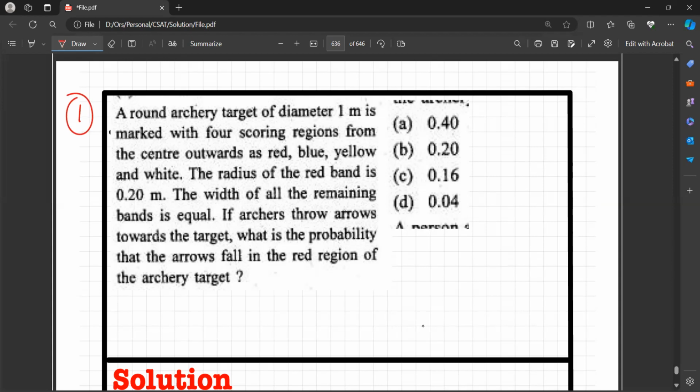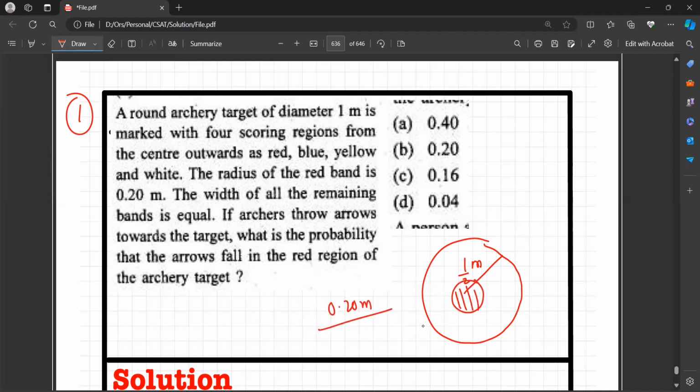A round archery target of diameter 1 meter is marked with 4 scoring zones from the center outwards as red, blue, yellow and white. ऐसा एक आर्चरी टारगेट है जिसका डायमीटर है 1 मीटर। दैट मीन्स दिस बिकम्स हाफ मीटर एज द रेडियस। द रेडियस ऑफ द रेड बैंड इज 0.20 मीटर। ये वाला रेड बैंड है, इसका रेडियस है 0.20 मीटर। द विड्थ ऑफ ऑल रिमेनिंग बैंड्स इज इक्वल। ये 0.20 हो गया, बाकी बचा 0.30, बाकी 0.10, 0.10, 0.1। गॉट इट?